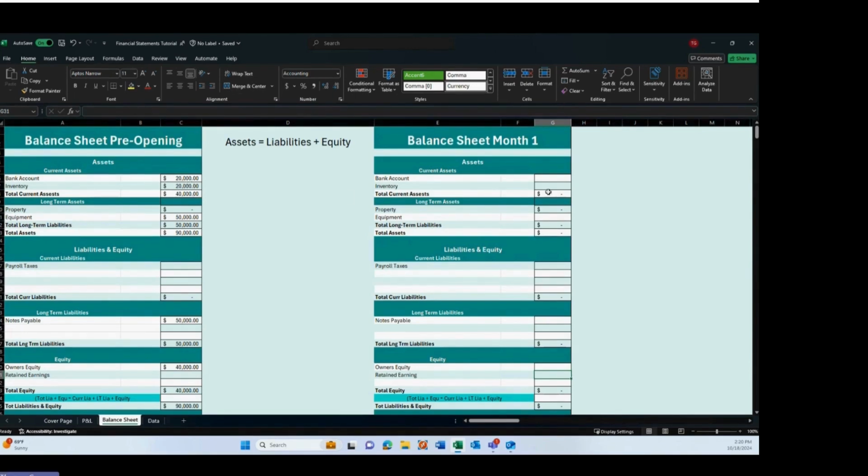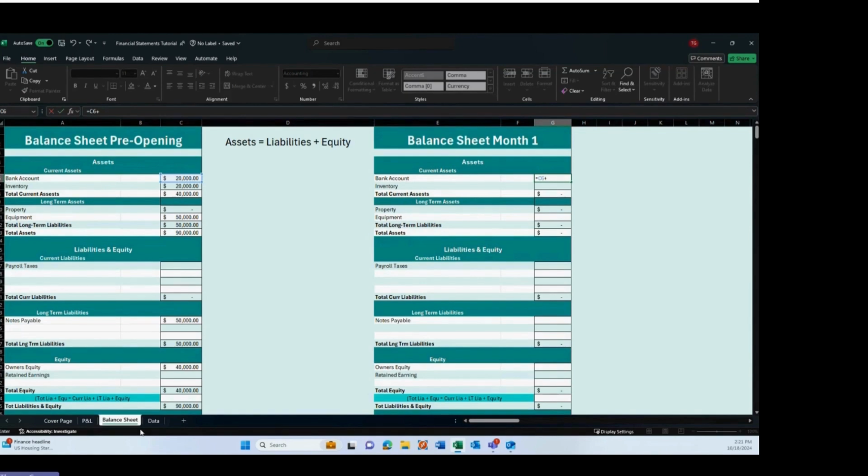So we'll just go line by line here. We know that we started off with $20,000 in cash. However, that was at the beginning of the month. That number is going to change based upon our income, expenses, etc. So we're going to go equals. We started off with $20,000, right? We're going to add to that because we sold products. So we brought cash in.